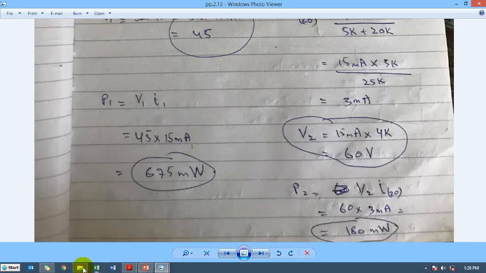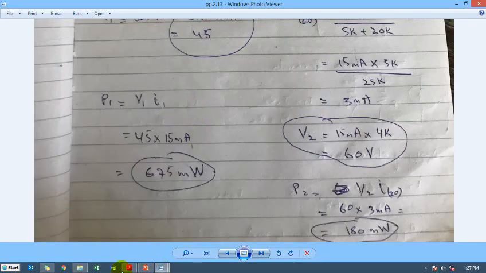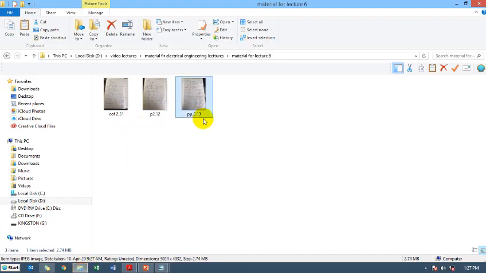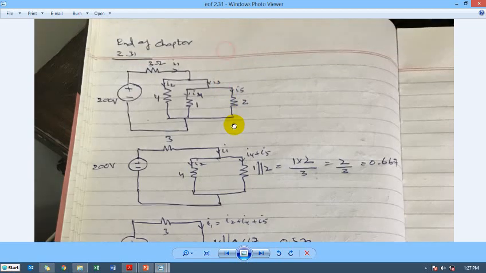I'm running out of time, so I have to just rush, and I will show you one more problem, a problem from the end of the chapter. This is a very good problem and I like it very much.